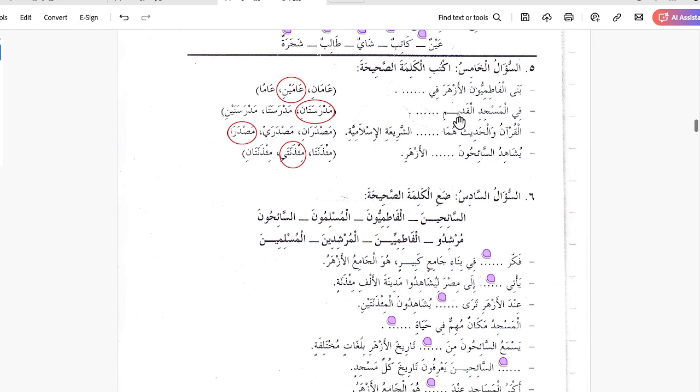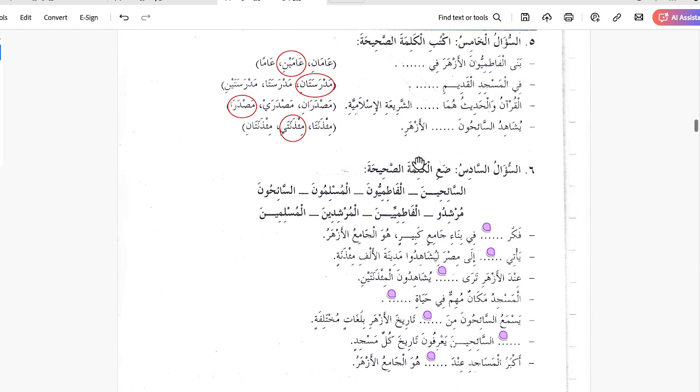Fil masjid al kadimi madrasatani. We can't use madrasataini because we have to use the rafa form, because this is a jumla ismiya. So this is the mubtada. So the rafa form of the dual madrasatun is madrasatani. We can't use this. Al Quranu wal Hadisu huma masdara.